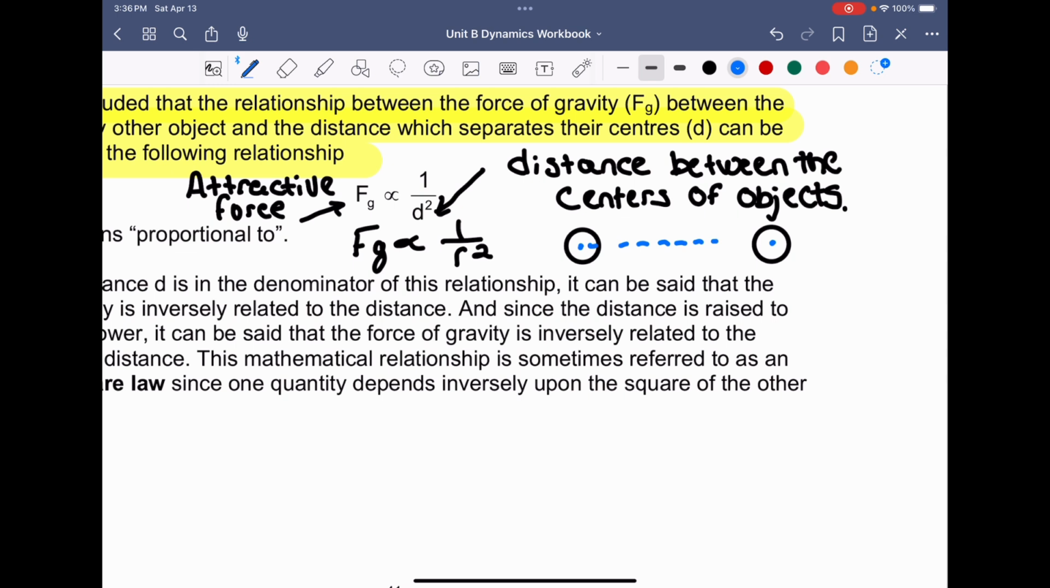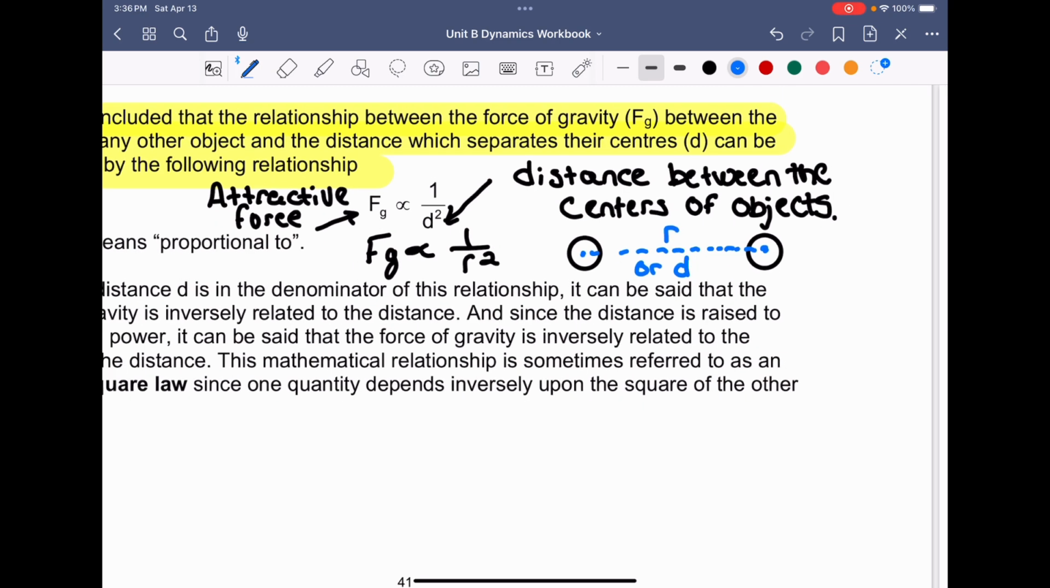This would be symbolic of the r value, or we can say the d value between the two of those. So from center to center, this is our radius, or the distance that we're talking about.